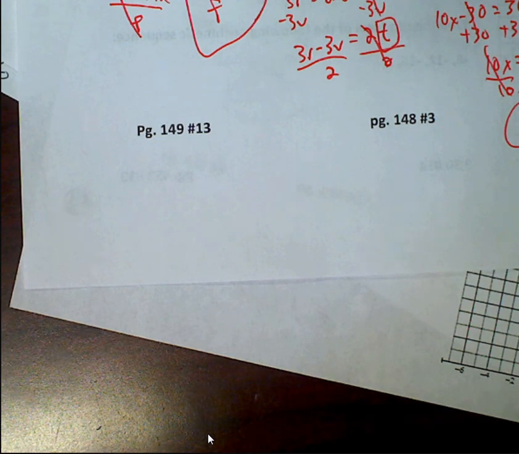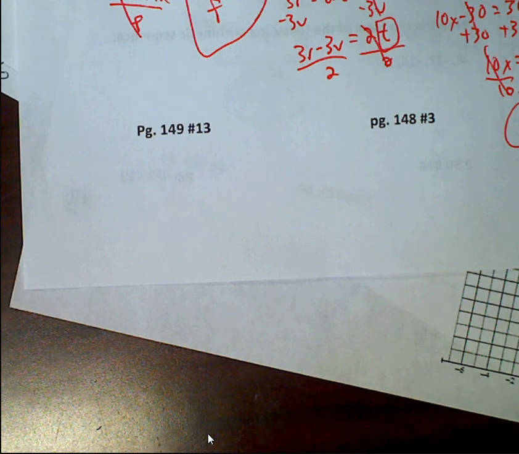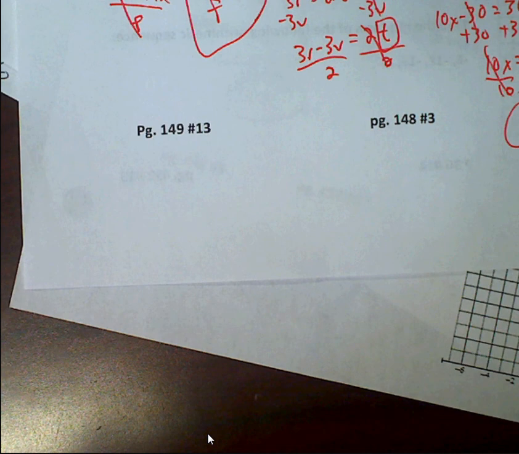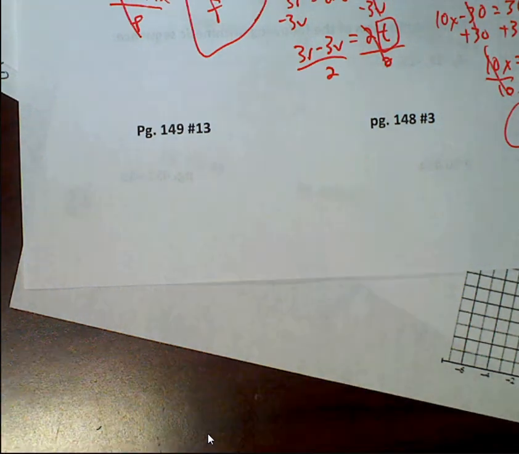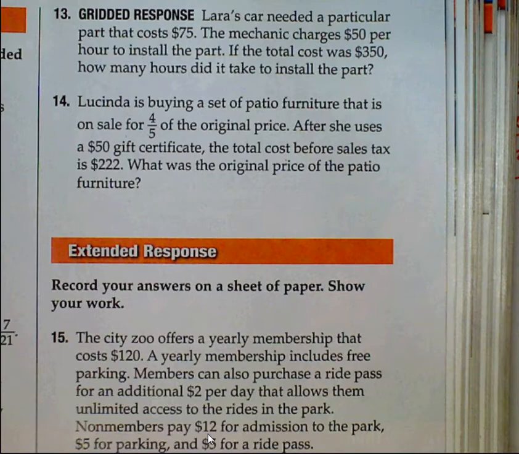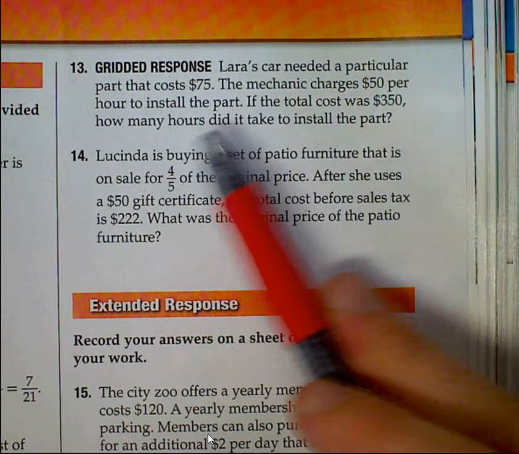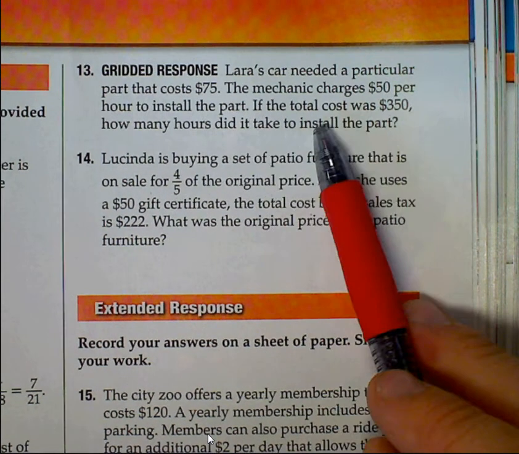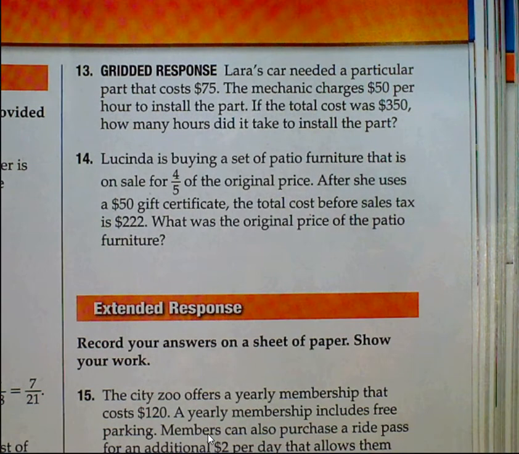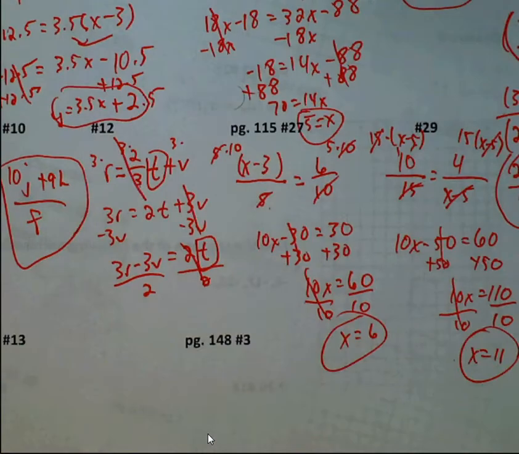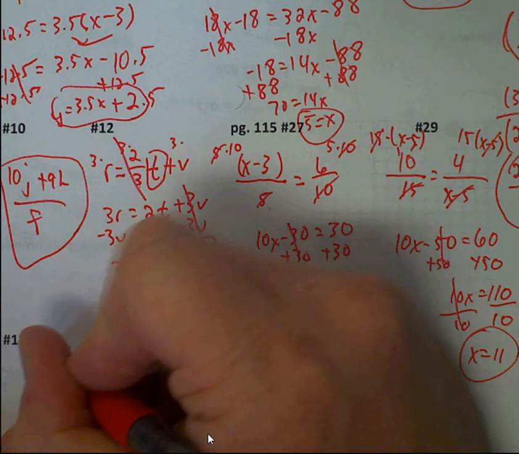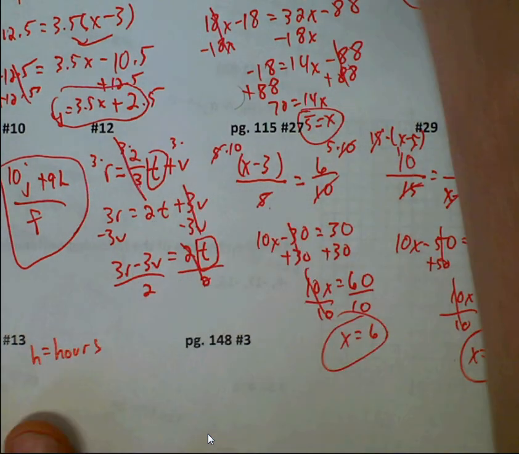Page 149, number 13. Number 13 says this. Laura's car needed a particular part that cost $75. The mechanic charges $50 per hour to install the part. If the total cost was $350, how many hours did it take to install? So I need to solve for hours, so I'm going to let H be hours.